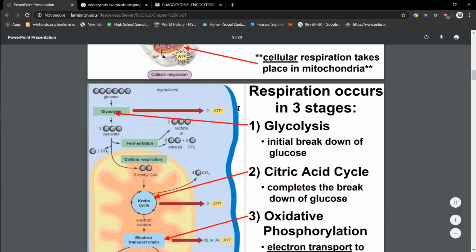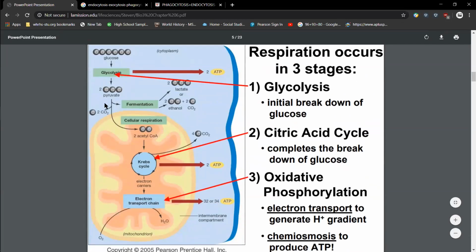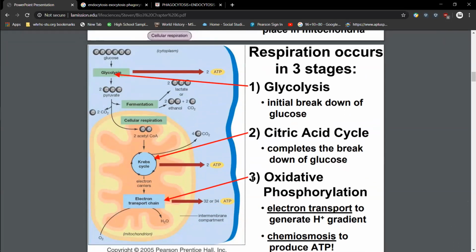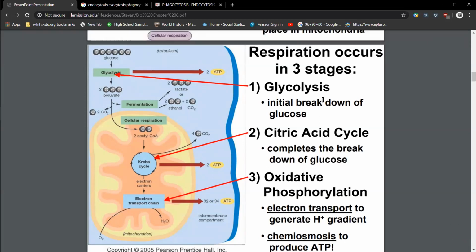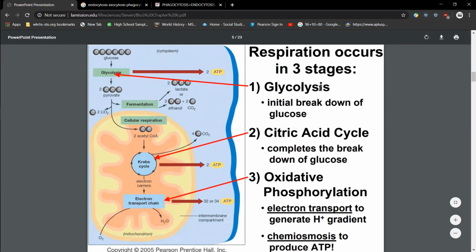There are three main steps of respiration. Don't be intimidated by this diagram. We're going to break it down. Glycolysis is the initial breakdown of glucose. Let's look at some Greek roots here. Glyco, G-L-Y-C-O, means sugar, like glycogen, which, if you remember, was the sugar that stores energy in animal cells. And lysis, L-Y-S-I-S, generally means to break. So this first step means, literally, breaking sugars.